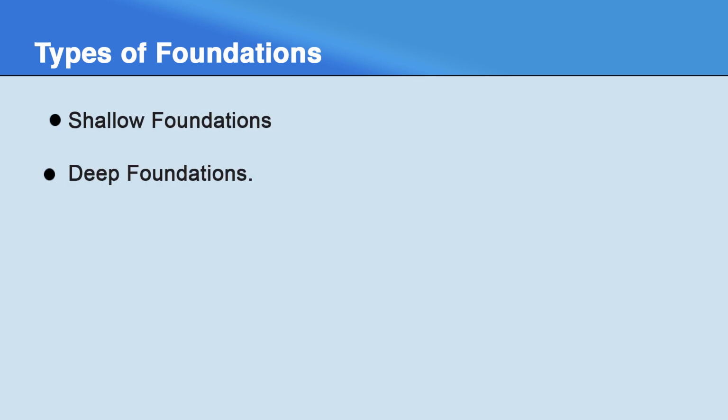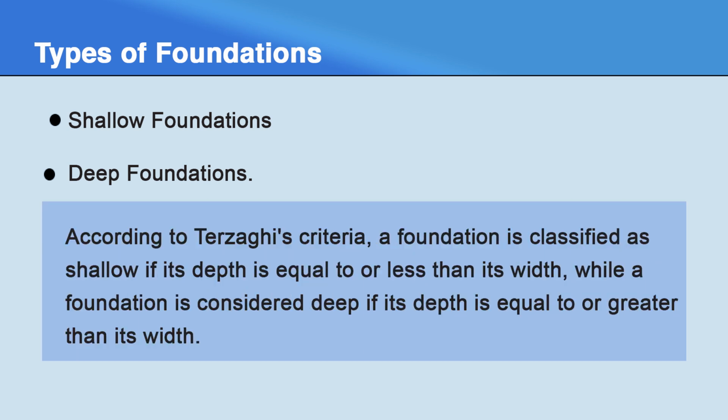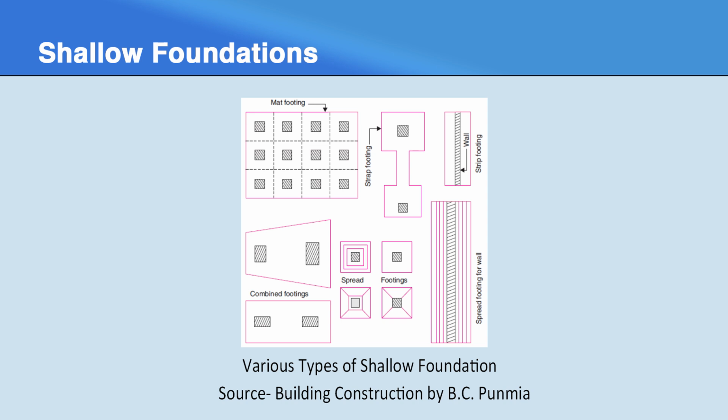Foundations can be broadly classified into two main categories. First is shallow foundations and the next is deep foundations. According to Terzaghi's criteria, a foundation is classified as shallow if its depth is equal to or less than its width, while a foundation is considered deep if its depth is equal to or greater than its width. Each type of foundation serves a different purpose and is suitable for specific soil conditions and structural requirements. So, the first is shallow foundations.